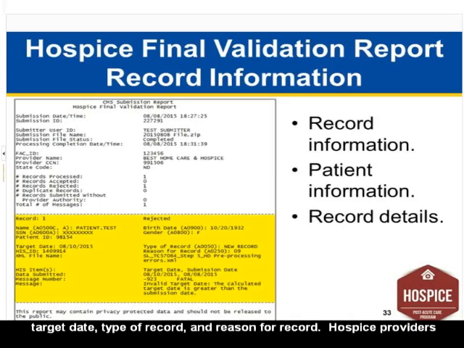Hospice providers should review the record status for each HIS record reported on the FVR. If the record status is accepted, this indicates no fatal errors were encountered while processing the data in the HIS record. Accepted records are saved into the KEYS National Repository. If the record status is rejected, this indicates that the record encountered one or more fatal errors during processing and the record was not saved into the KEYS National Repository. Rejected records must be corrected and resubmitted to the ASAP system.